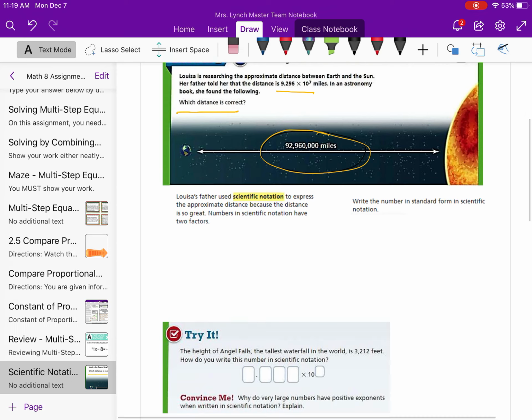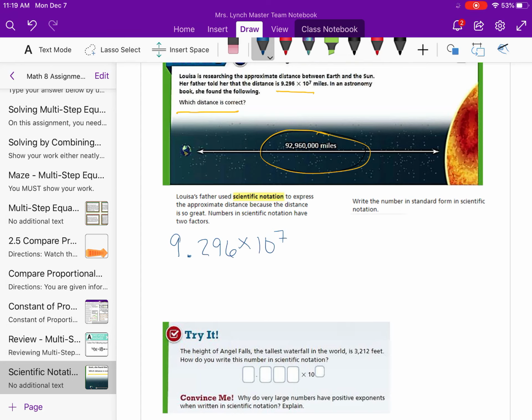All right, so Louisa's father used what we call scientific notation to express the approximate distance. Because again, the distance is so great, it's a very large number. And you don't always necessarily have to have a super large number, but it helps save you from making mistakes as you go along. So I'm going to rewrite what he said. He said it is 9.296 times 10 to the 7th.